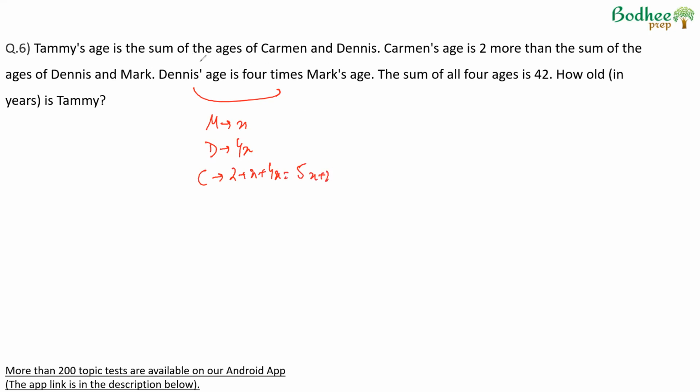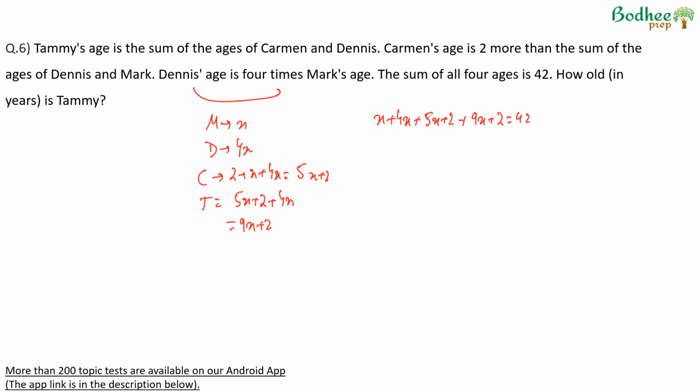And Tammy is the sum of Carmen and Dennis. So Tammy will be the sum of Carmen, 5X plus 2, plus Dennis, which is 4X. Therefore 9X plus 2. The sum of all of them is 42. So X plus 4X plus 5X plus 2 plus 9X plus 2. This will be 42.